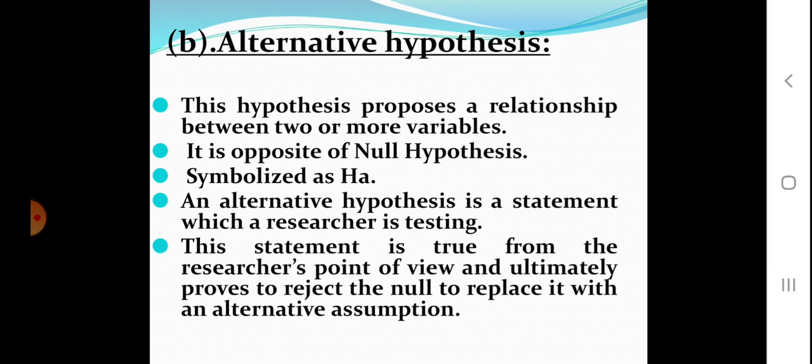An alternative hypothesis is a statement which a researcher is testing. This statement is true from the researcher's point of view and ultimately proves to reject the null hypothesis and to replace it with an alternative assumption. In this hypothesis, generally the difference between two or more variables is predicted by the researchers, such that the pattern of data observed in the test is not due to chance.